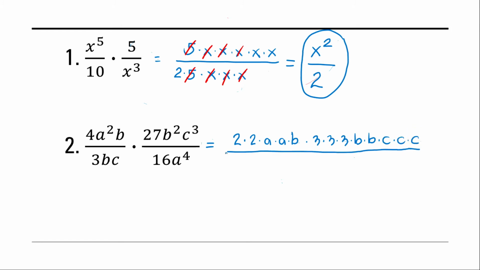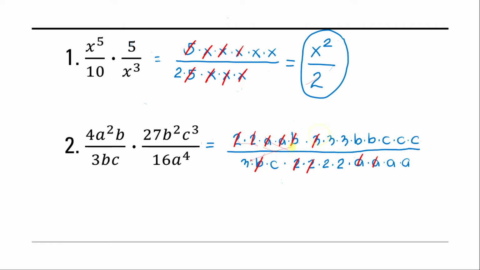For the denominator, we have 3 times b times c times 16 is 2 times 2 times 2 times 2. A to the 4th is a times a times a times a. Then, let's cancel out common terms. We have 2, another 2. We have a, and then we have another b.